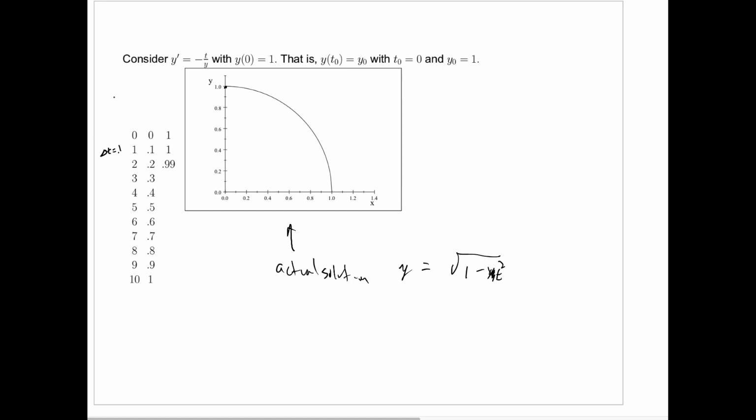Well, I'm going to make a table here. This is what I'll call n here in the first column, 0, 1, 2, 3, etc. This will be my t sub n and my y sub n. So what we see in the first line is that the point t naught, y naught is the point 0, 1. That's where we start.